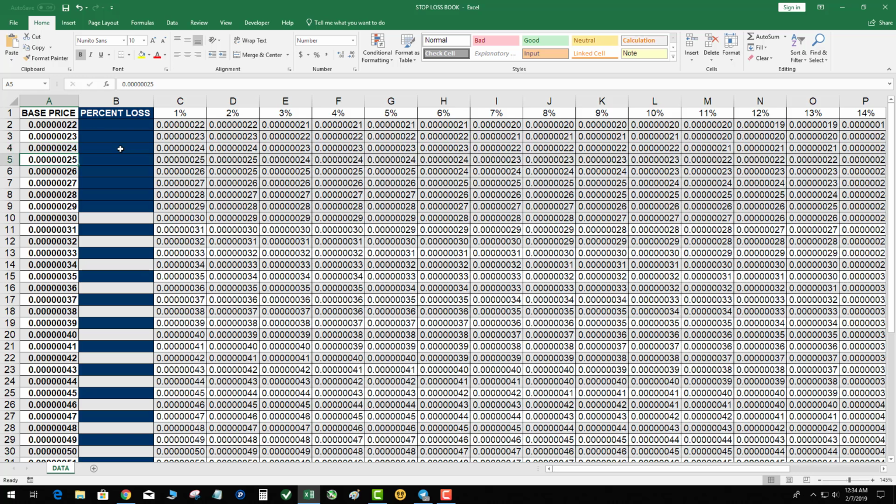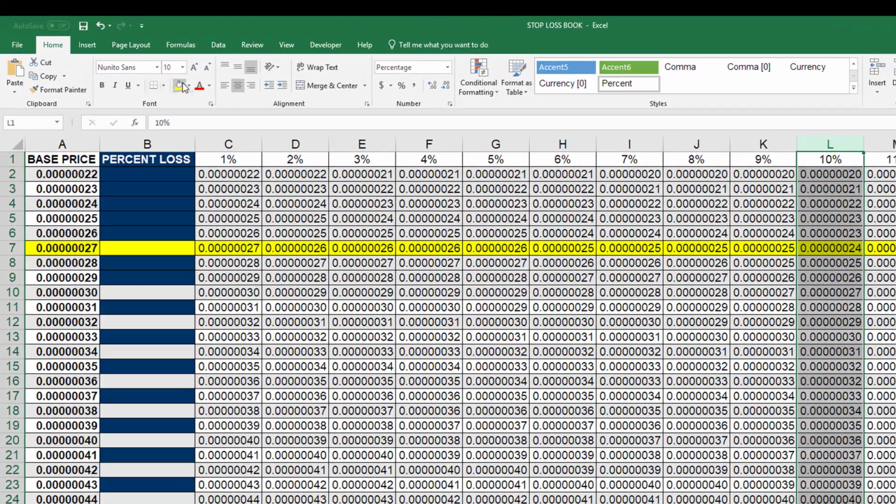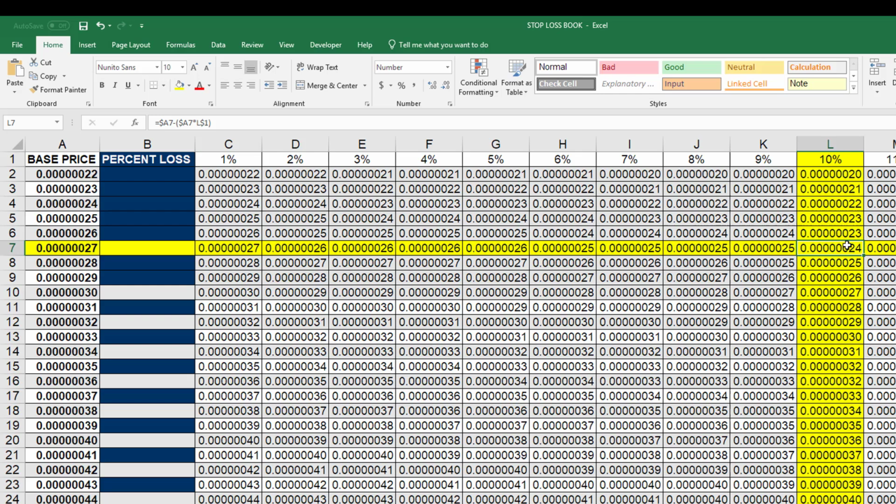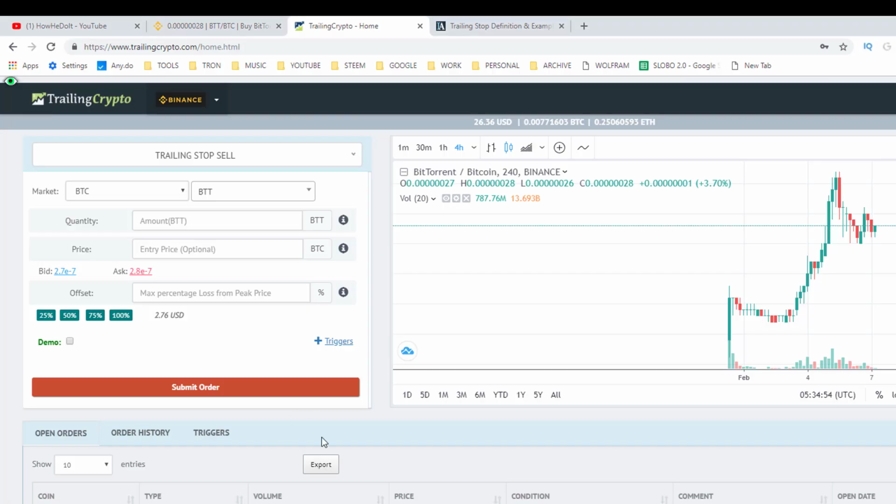Okay, so we're at 27 sats, right? That's the base price of the BTT. If I put my stop in at 10%, go over here to the 10% as an example, that means the activation price would be 24 sats. So back to this. What this says is that if all of a sudden this drops down to 24 sats, I will limit the amount of my loss because it could crash down, right? I will limit the amount of my loss.